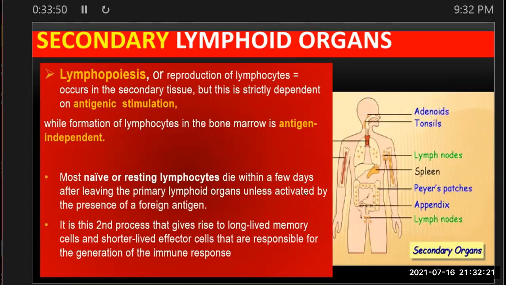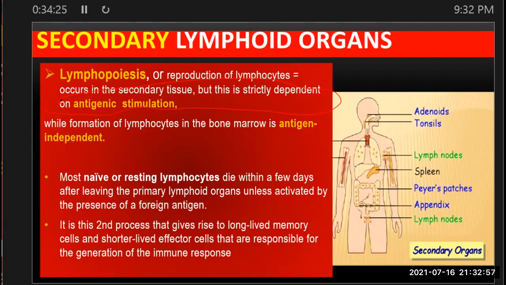And let's go to the secondary lymphoid organs. Now talking about lymphopoiesis or reproduction of lymphocytes. It happens in the secondary tissue, but this is strictly dependent on antigenic stimulation. So this one is really dependent on the presence of antigens, while formation of lymphocytes in the bone marrow is antigen independent. Again, in the secondary lymphoid organs, it really requires antigenic stimulation.